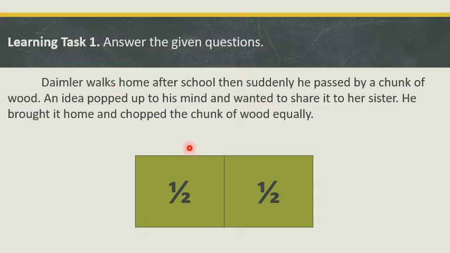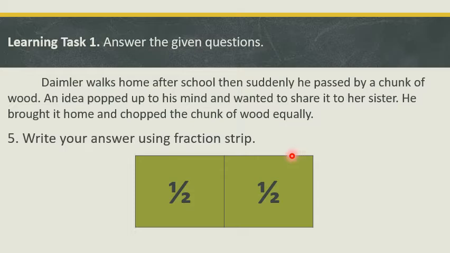So, kung ito isa-solve natin, so ibig sabihin, assume natin itong rectangular na ito is yung chunk of wood. So, since dalawa lang sila, si Daimler at saka yung kanyang sister, so hatiin natin sa dalawa equally. So, ibig sabihin, yung one chunk of wood natin is hinati natin by halves. So, yung 1/2 mapupunta kay Daimler, yung 1/2 naman mapupunta sa kanyang sister. So, ito yung tinatawag na fraction strip. So, pwede kayong gumamit ng papel, tapos hatiin nyo lang siya sa dalawa. So, meron na kayong dalawang 1/2.